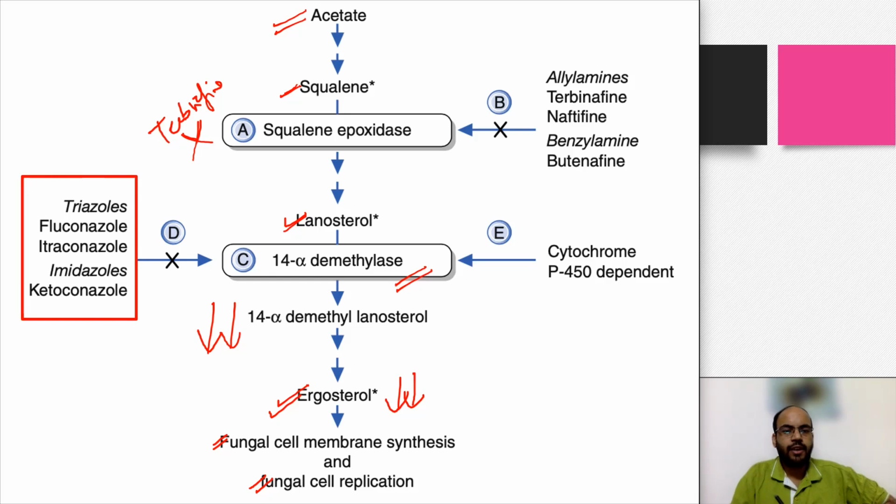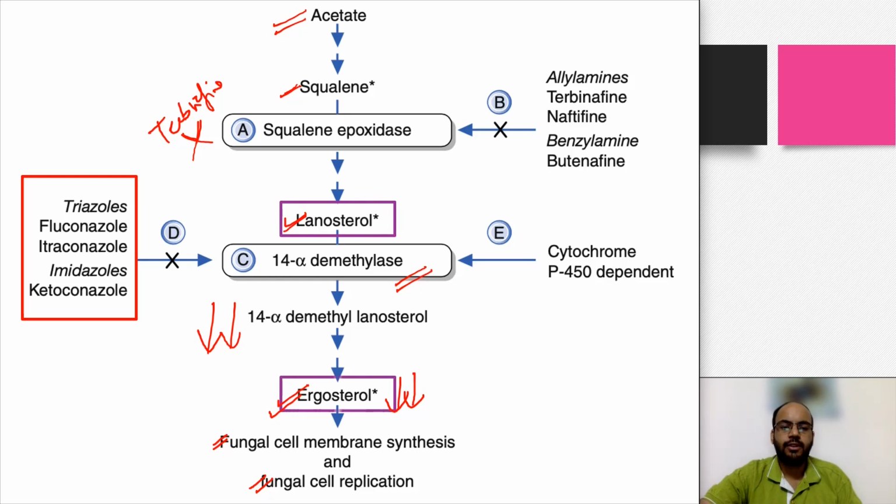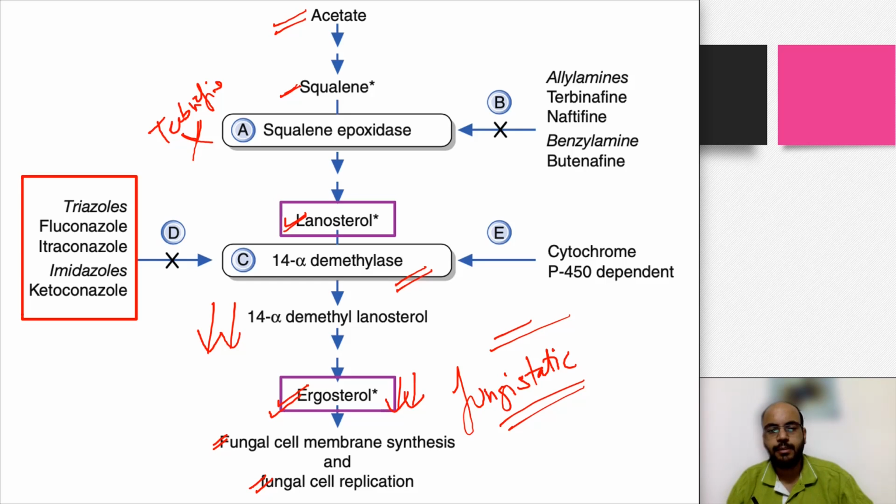Okay, so triazoles like fluconazole and itraconazole and imidazoles like ketoconazole inhibit 14-alpha demethylase, leading to accumulation of lanosterol and decrease in ergosterol. This decreased ergosterol is then not able to get incorporated in the fungal cell membrane, leading to the fungistatic effect of itraconazole, and that is how itraconazole stops the growth of fungus. Am I clear on that?